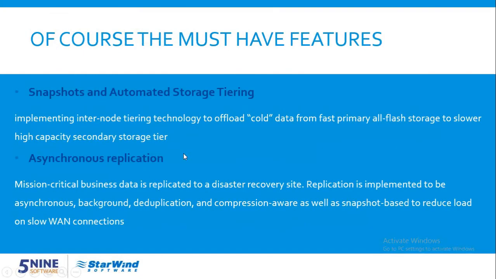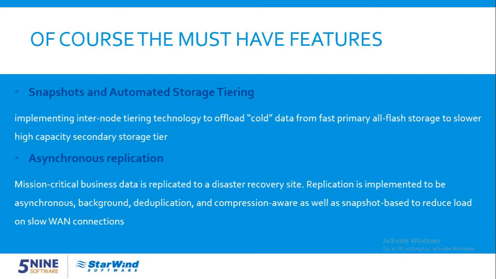Of course, on top of that, StarWind facilitates snapshot technology. We're doing one called internode tiering, where we offload our cold data from the primary system off to the secondary with high-capacity drives. And if we need that snapshot reverted, we can easily transfer it over the network. That's not a bottleneck anymore. It's 21st century.